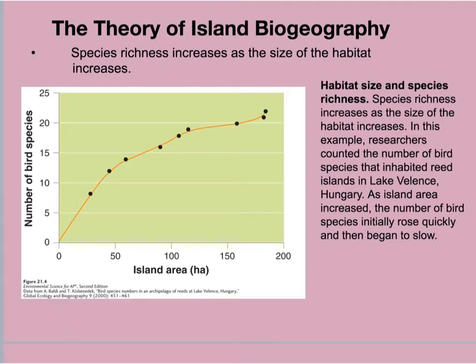Species richness increases as the size of the habitat increases. In this diagram, researchers counted the number of bird species that inhabited the Reed Islands in Lake Valence, which is in Hungary. As the island size increased, the number of bird species initially rose very quickly, but then it began to slow because it had to do with the distance from the actual mainland of Hungary.